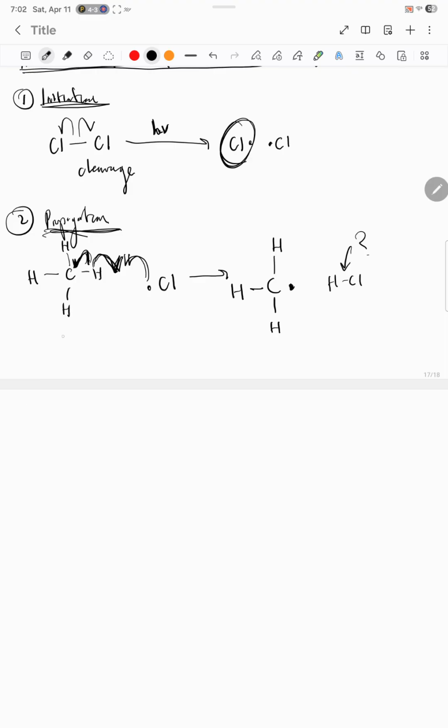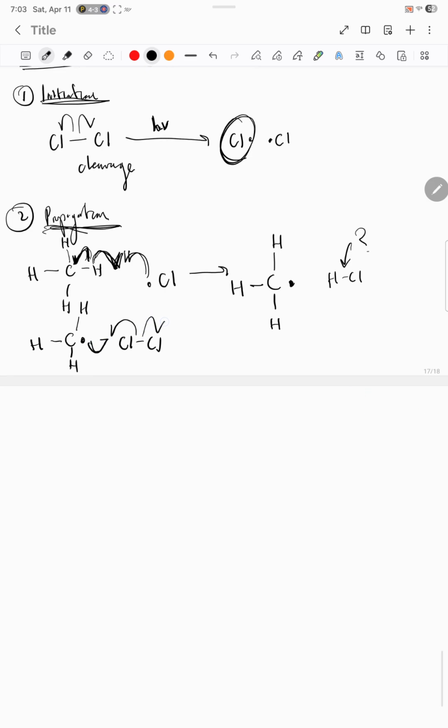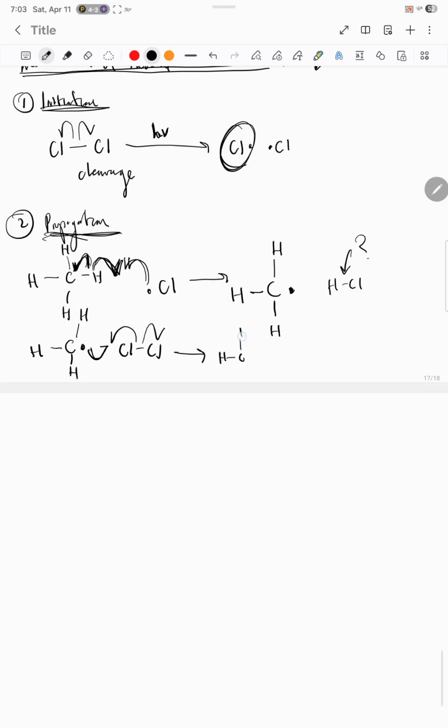Now, what is another propagation? Well, another propagation is that we could do the reverse. Now that we have this product, if we were to abstract from the chlorine like this, this would be considered abstracting chlorine. So then we get something like that. We abstract chlorine to bond with the methyl radical.